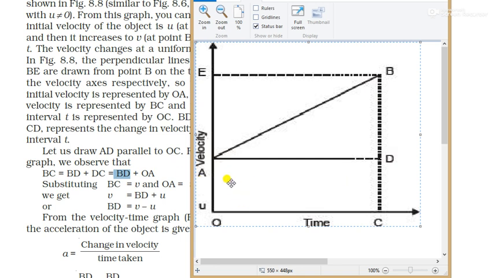One more important point here is OA is an initial velocity, whereas BC is a final velocity, and BD is a change in velocity. What is change in velocity? Change in velocity means final velocity subtracted by initial velocity. That means change in velocity is equal to V minus U.